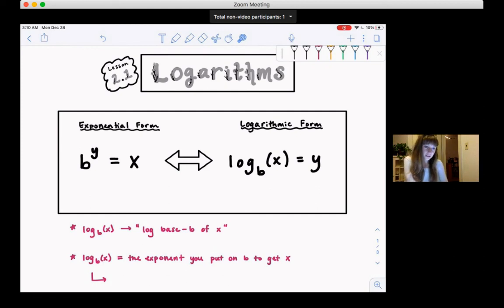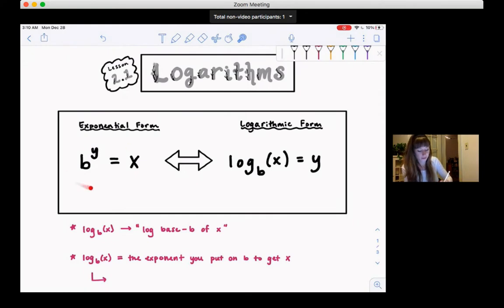Hey everyone, welcome to Unit 2. This unit is on logarithms. And for our first lesson, we're just going to talk about what is a logarithm. So logarithms are related to exponents. They're another way of expressing an exponential relationship.